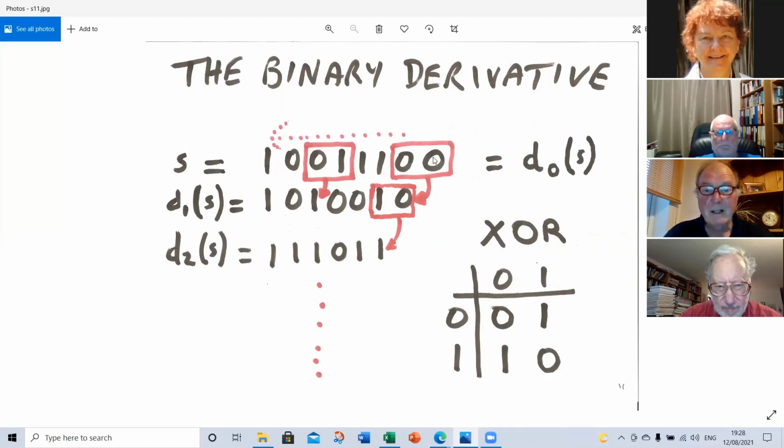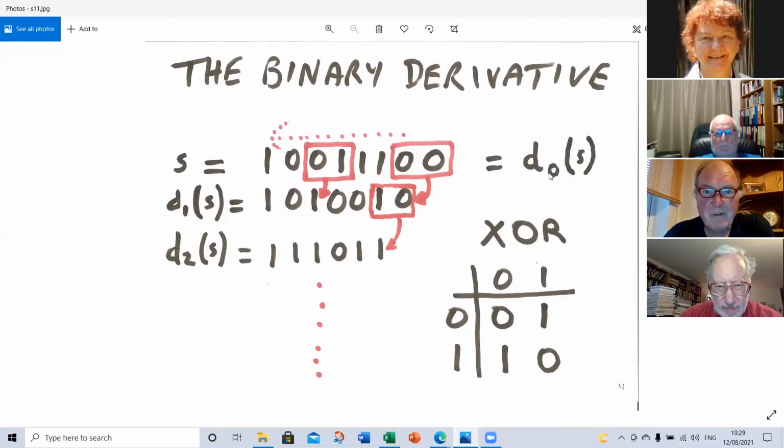For an 8-bit number, its first derivative is 7 bits long, then 6 bits long, and so on, until the final derivative, D7, is 1 bit long. The string itself, we refer to as D0, and that plays an important role in one particular case.